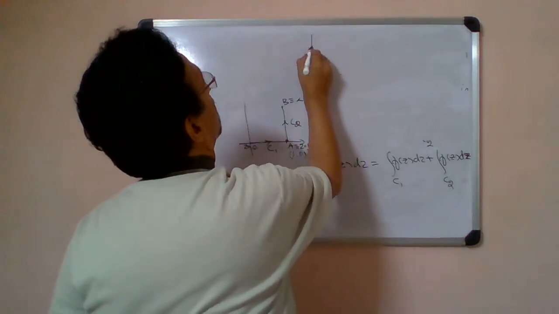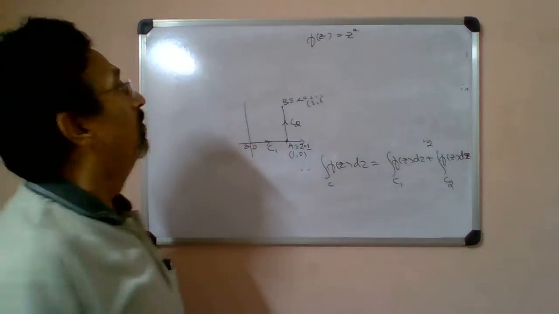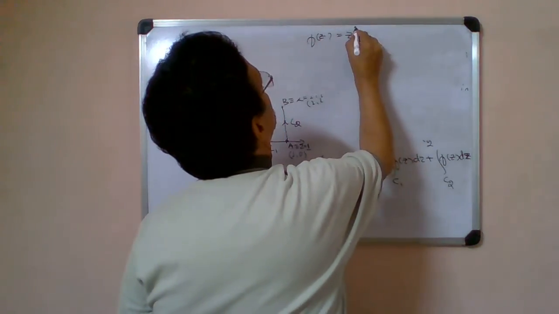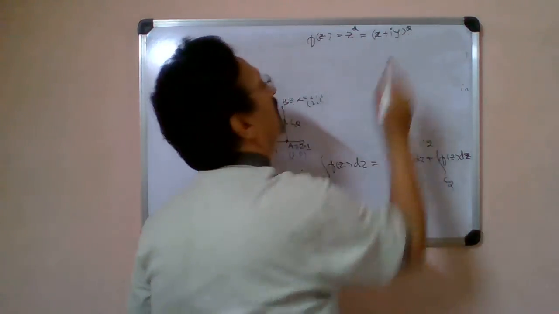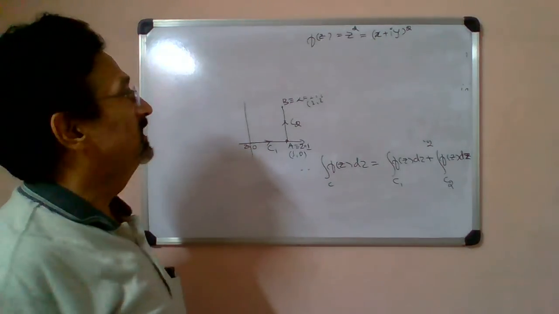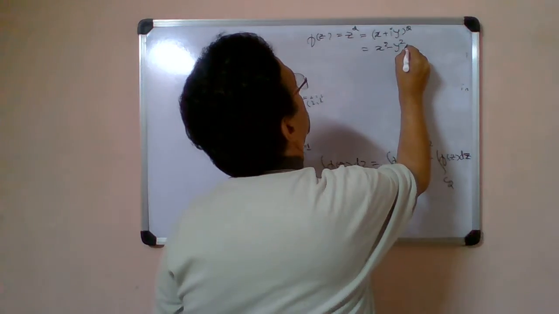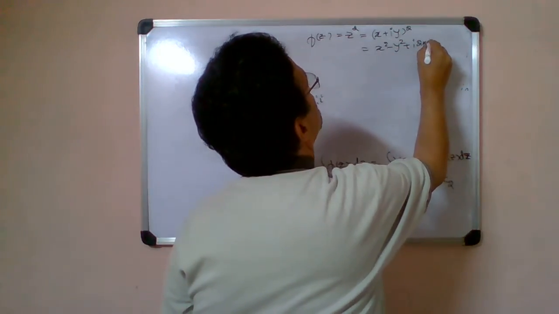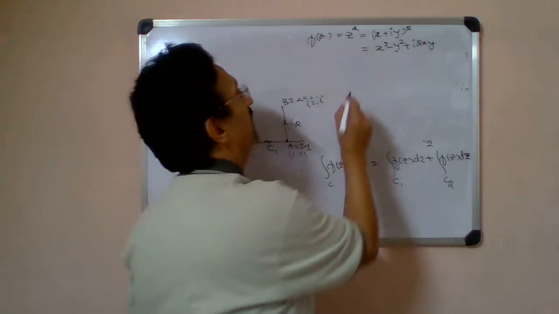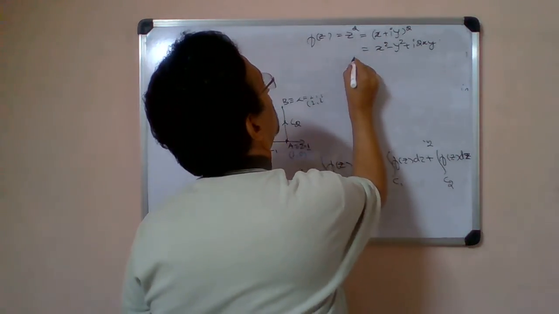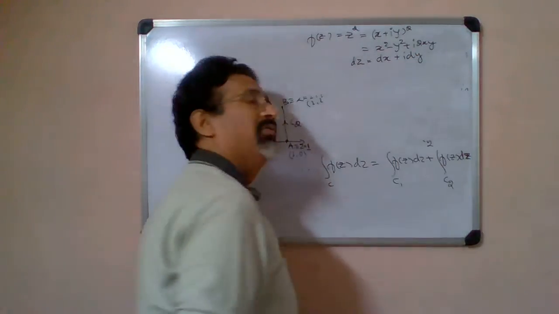Now what is f(z)? f(z) is z squared. What is z squared? z squared is (x plus iy) whole squared, that is (x plus i times y) whole squared. So what is that? It is x squared minus y squared plus i times 2xy. Then what is dz? dz is dx plus i times dy.